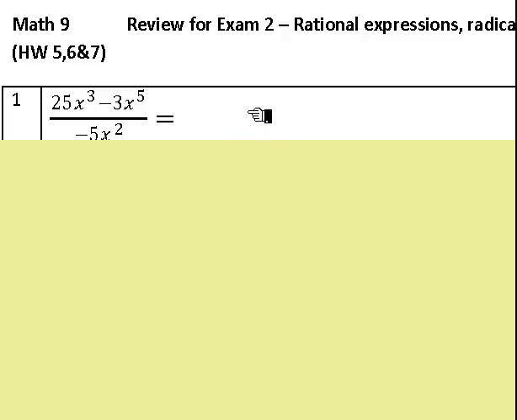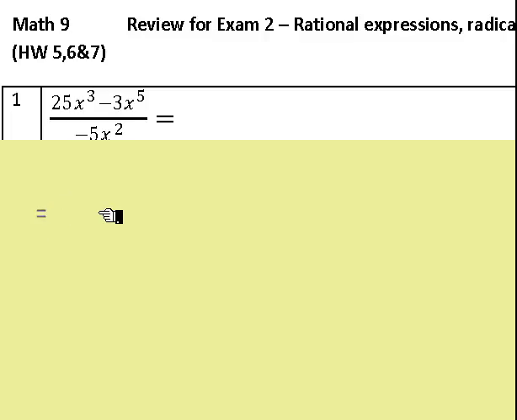We're starting our review for exam 2, and we're starting with rational expressions. So in number 1, we have a rational expression, and the instructions are to simplify this rational expression. So what we're going to do is factor out whatever we can from the numerator and denominator, and then simply cancel. So let's do that.